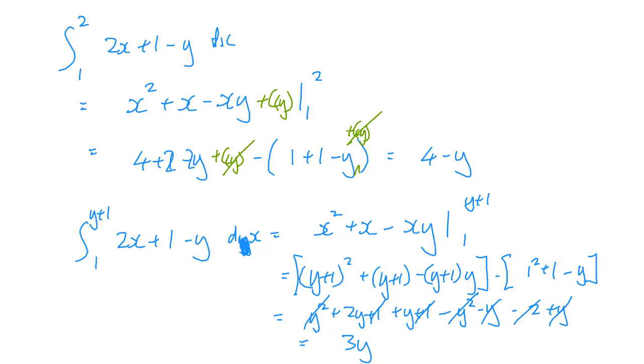Happy with that? Let me just rewrite that on the next screen. So we just had that the integral from 1 to y plus 1 of 2x plus 1, minus y, with respect to x is 3y.